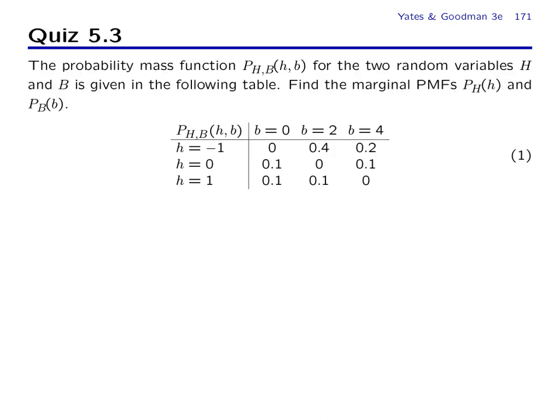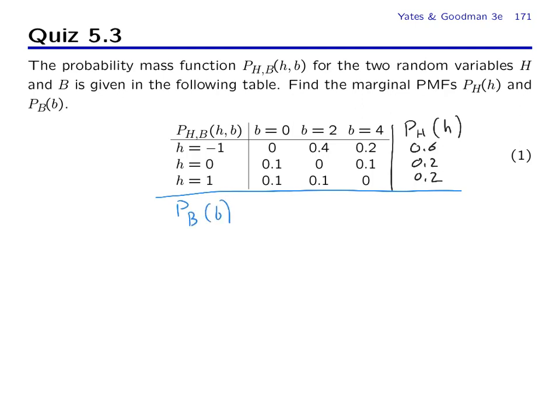This quiz is so simple, we might as well just do it here. So we'll label on the right side the marginal PMF of H, and we'll do the row sums: 0.6, 0.2, 0.2. And down here at the bottom, we will label PB of B, and we'll do the column sums: at B equals 0, 0.2, 0.5, 0.3.